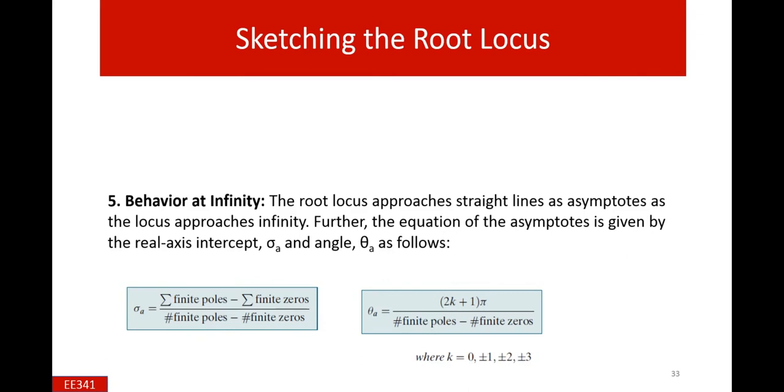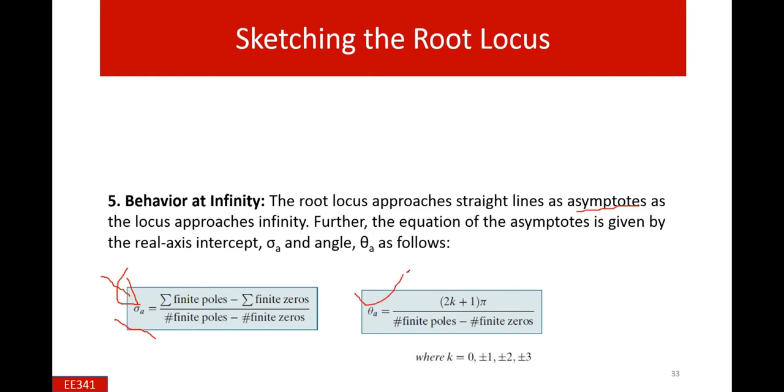And we can understand the concept of behavior at infinity by finding the centroid. If a branch is not ending at a zero, if it is ending at infinity, then it follows the asymptotic lines. And this is the way to find the centroid and the angle of that centroid.